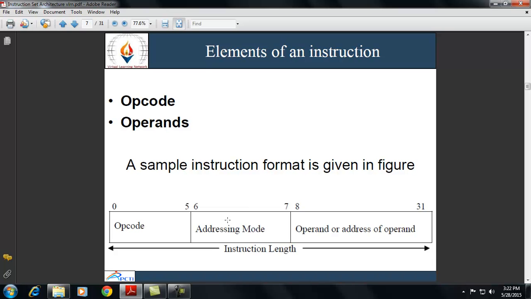You can see in this, the opcode size is 6 bits. So in general, it will have 2 raised to power 6, that is 64 operations in total. There is only one operand address machine. There are 2 bits for addressing mode, which specifies the mode of address. Therefore, 2 raised to power 2, that is 4 different addressing modes are possible for this machine. And the last field, that is bits 8 to 31, that is 24 bits, is the operand and the address of operand field.